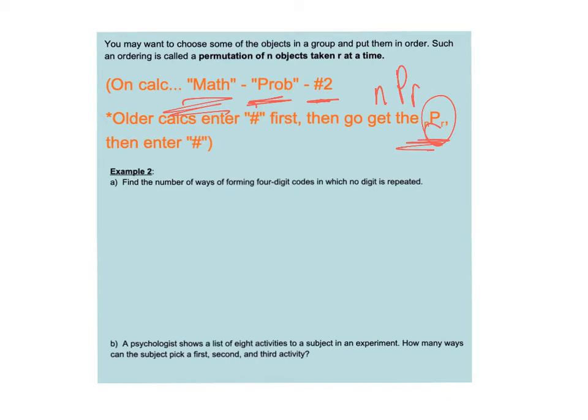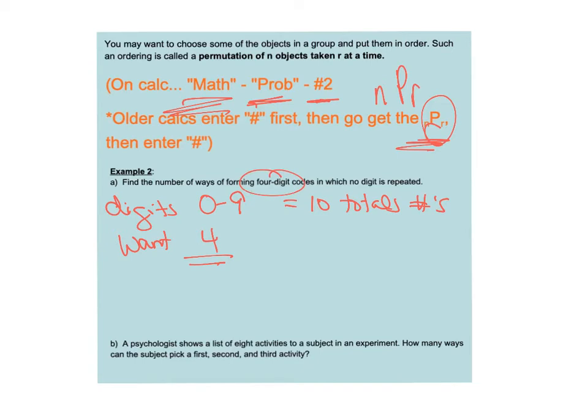Okay, so for our digits, we're going to use 0 through 9, which means there are 10 total numbers to choose from, right? Of those 10, we want 4 because we want a 4-digit code, right? Okay. So order is going to matter because the code 1234 is different than the code 4321.